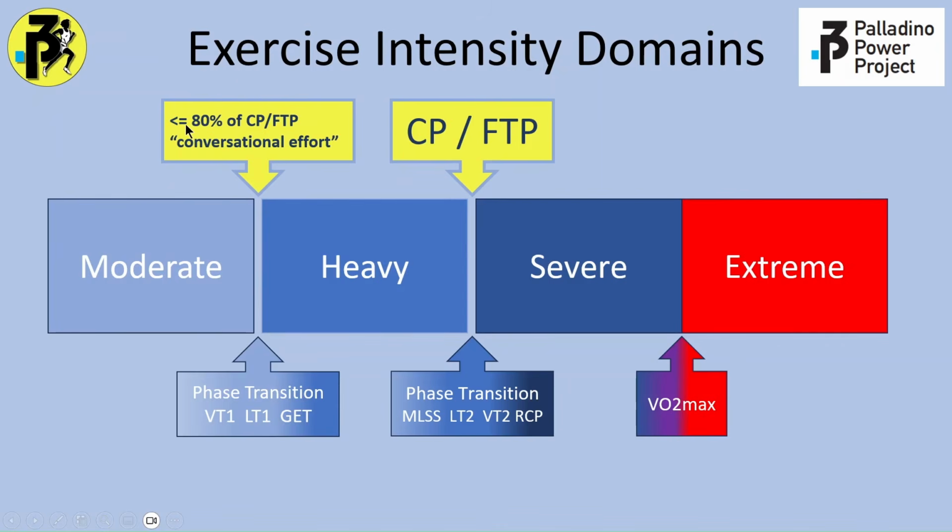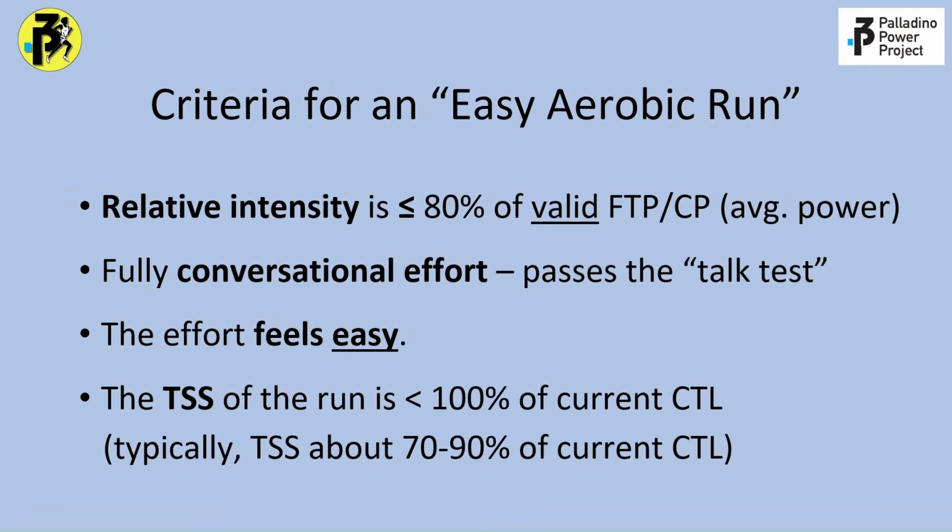And less than or equal to 80% of critical power or functional threshold power is sort of like this ceiling. It's sort of like the red alert. Don't go over this, and keep it at conversational effort. So just to elaborate a little bit further, full conversational effort passes the talk test. What is that? That means you're able to run and recite entire paragraphs without gasping for breath.